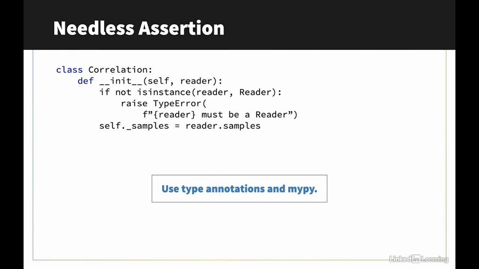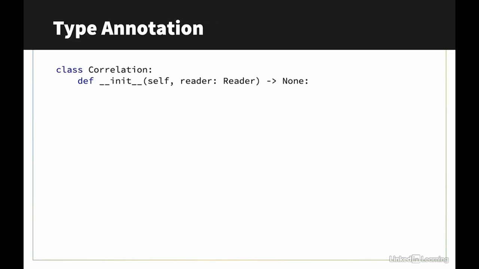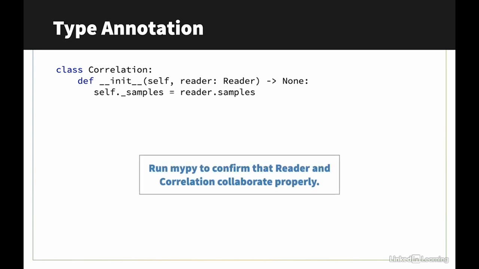Second, it's much easier to include type annotations and then turn tools like MyPy loose on the code to check those annotations. Here's the same code with type annotations. You'll notice I've used them in all the examples. The MyPy tool can check the code to be sure the readers and correlations are collaborating properly.